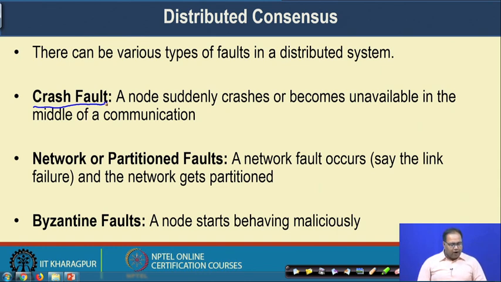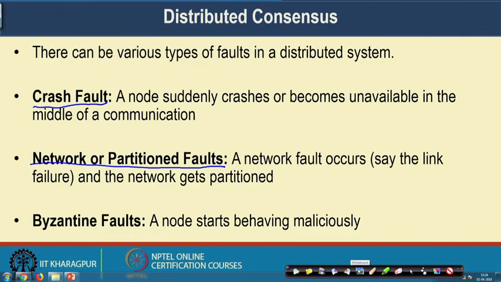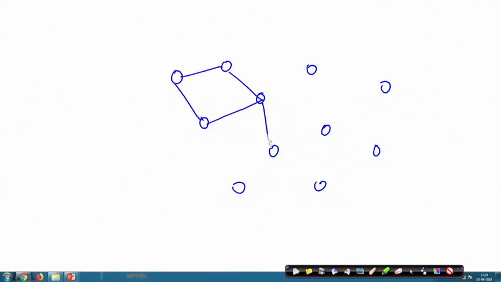The second type of fault is the network fault, or the partition fault. A network fault is something that occurs when a network link fails. A network failure may result in a partition in the network. So, we can see an example of that. Say assume that there are multiple nodes in the network and these nodes are interconnected to each other.